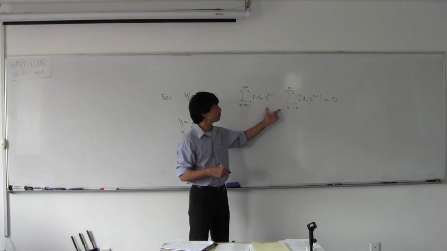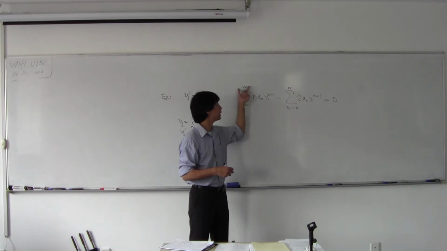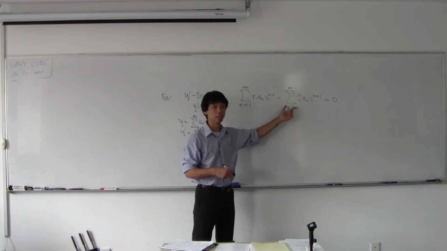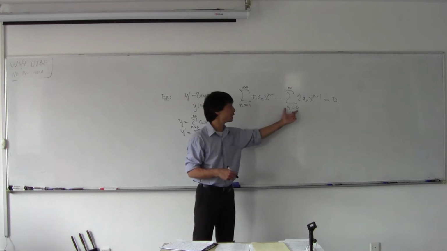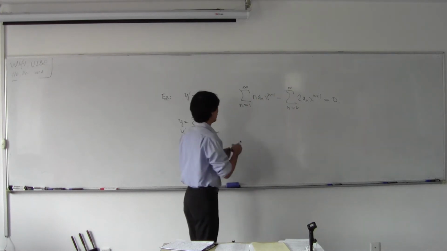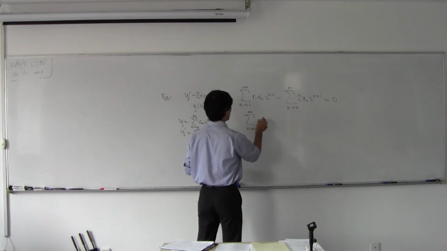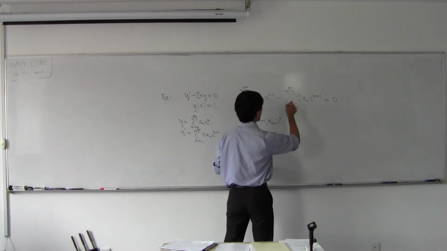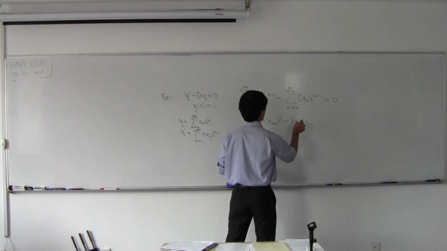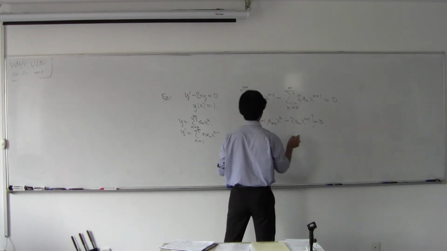Well, let's try to put this together first, right? This is going from 1 to infinity, this is going from 0 to infinity. You want to make this go from 0? Okay, you can do either way. You can make this one go from 0, or you can make this one go from 1, whatever. So let's make this one go from 0 to infinity. So you get n plus 1, a sub n plus 1, x to the n, combine it with this guy, minus 2 a sub n, x to the n plus 1, equals 0, right?